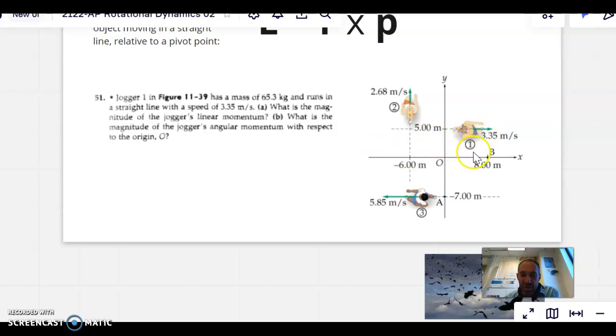So here's jogger 1 right here. It says that jogger 1 has a mass of 65 kilograms and runs in a straight line with a speed of 3.35 meters per second. We ask, what is the magnitude of the jogger's linear momentum? Go ahead and stop the video and calculate that real quick.